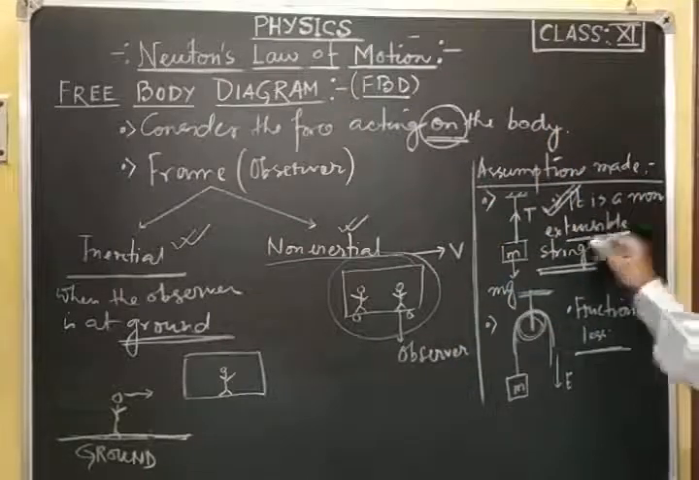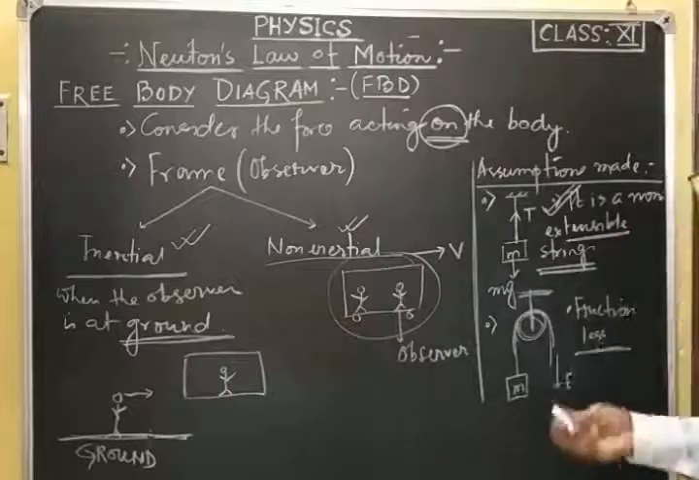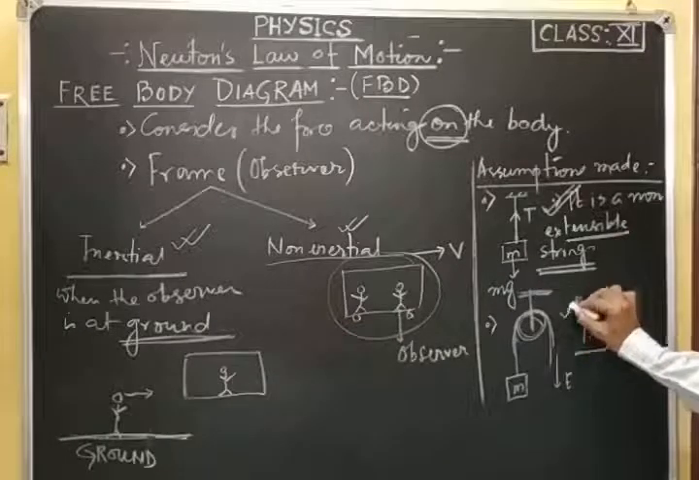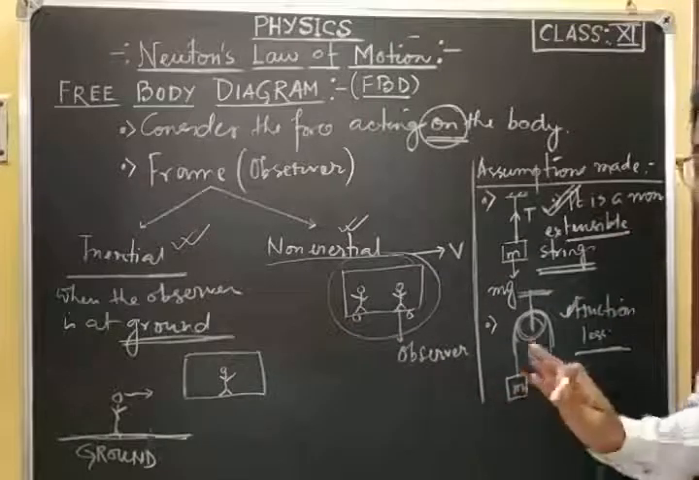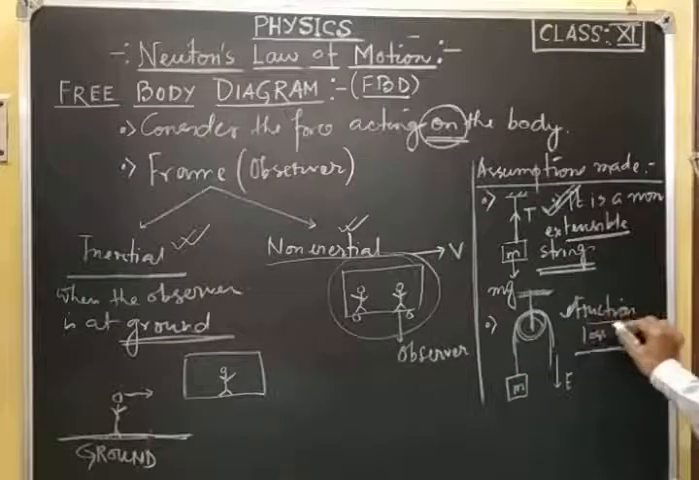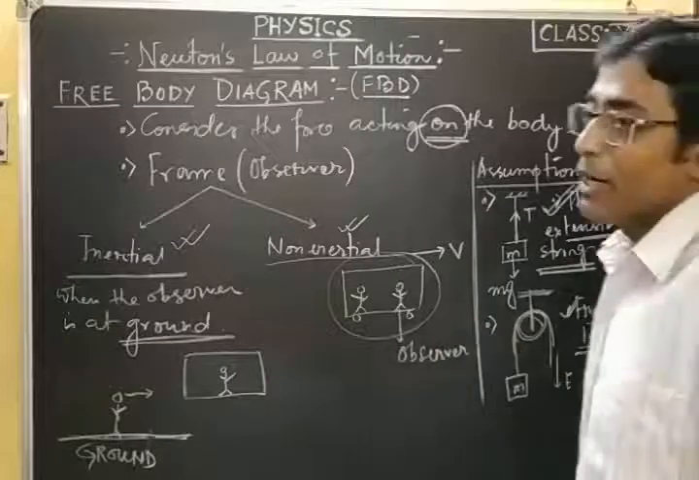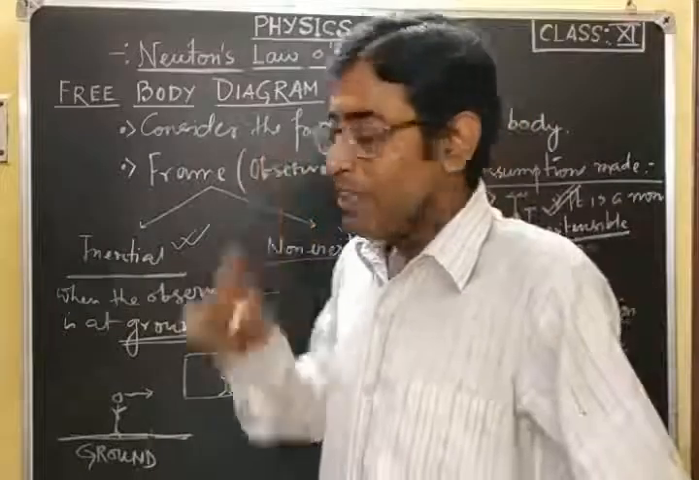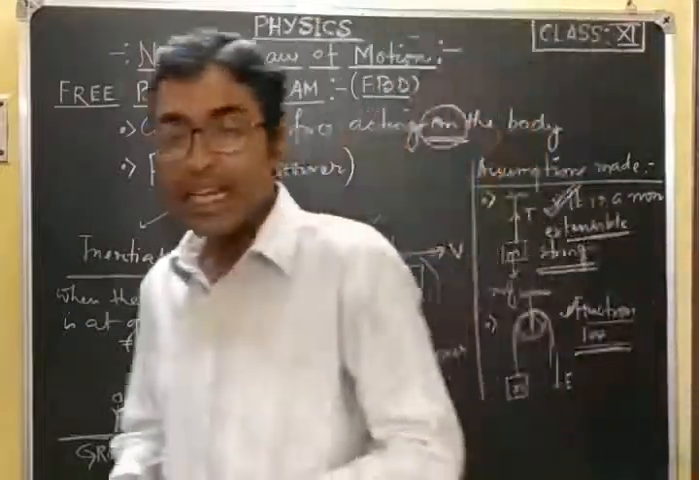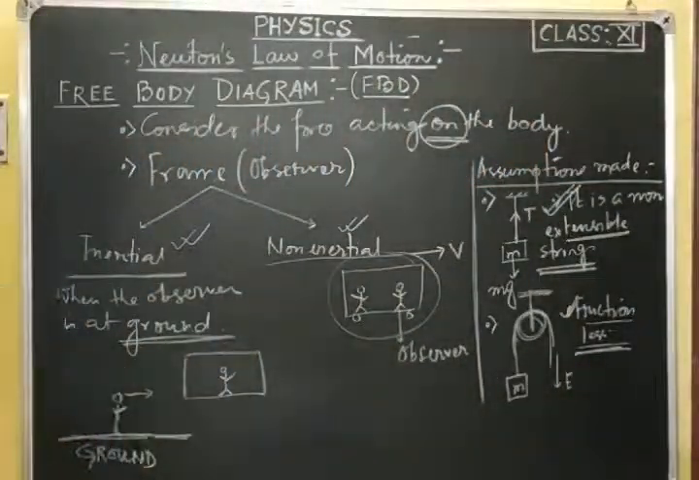So these are the 2 basic assumptions: the string, or whatever the mass is attached to, is inextensible, that is, it will not elongate or compress. And number 2, the pulley, the mass, whatever you are assuming, is on a frictionless plane. And here one more thing you should keep in mind, that is whether the frame is an inertial frame or a non-inertial frame.